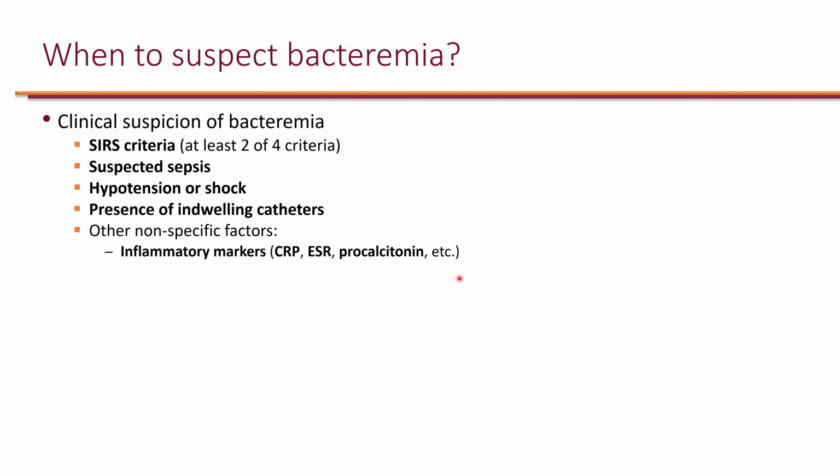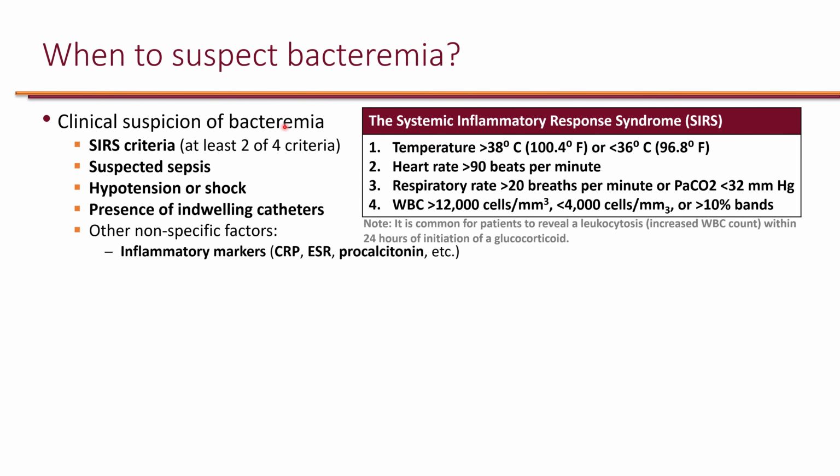Now, when exactly should we suspect bacteremia? The clinical suspicion of bacteremia could be due to many things. The most common is the SIRS criteria. SIRS is the systemic inflammatory response syndrome. There are 4 categories, and in order to meet the SIRS criteria, a patient must have at least 2 of these 4 criteria. Number 1 is the presence of fever, so a temperature of at least 38 degrees Celsius or 100.4 degrees Fahrenheit. That's the definition of fever.